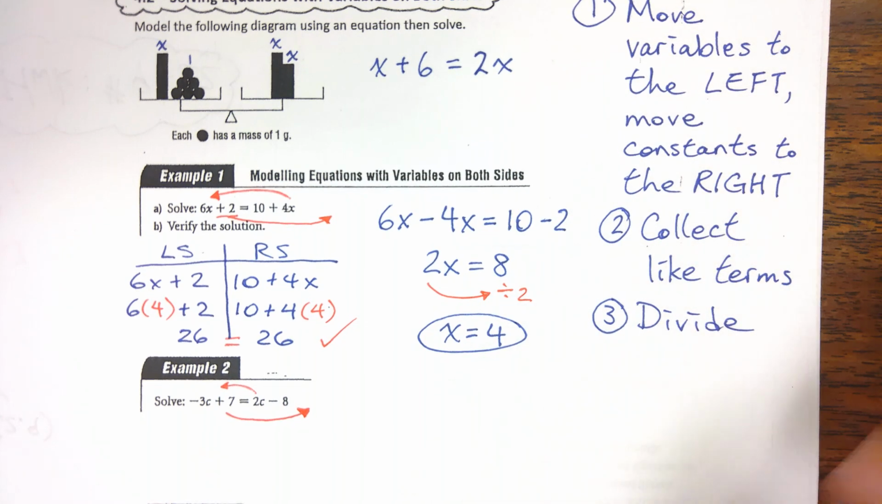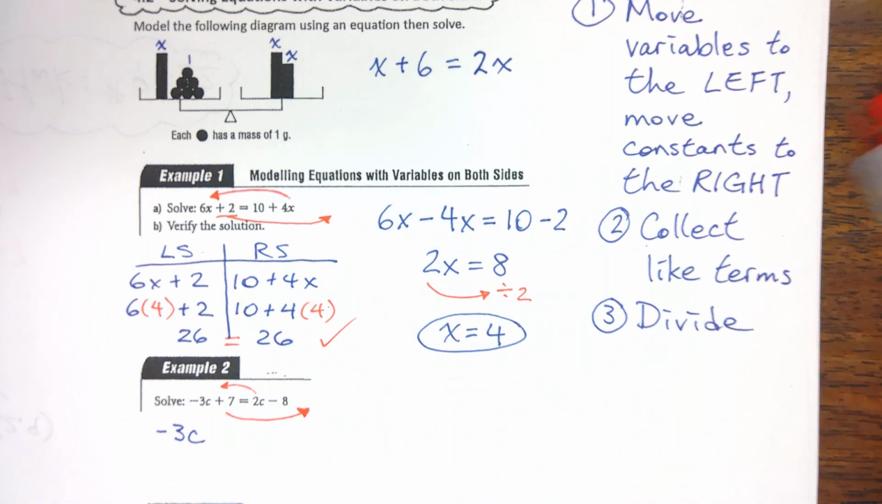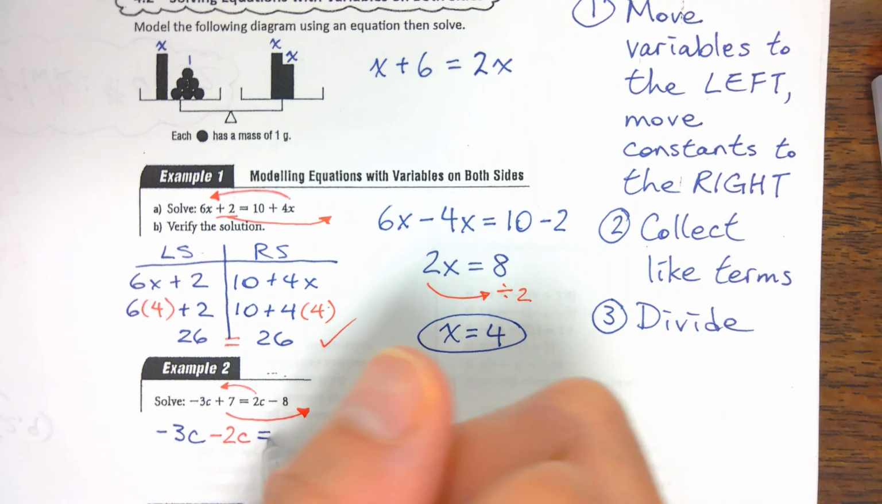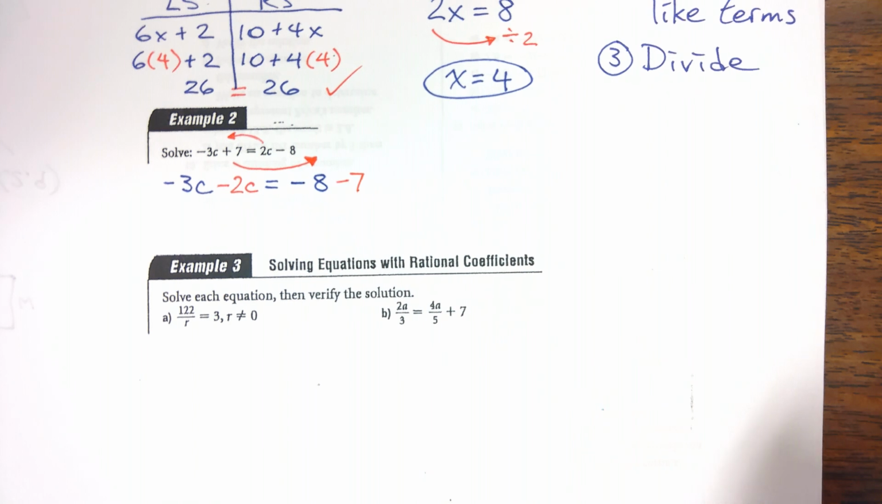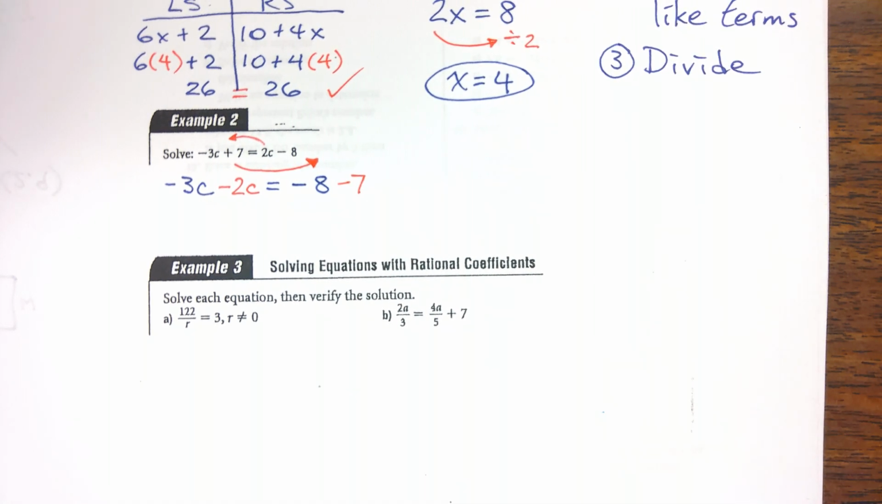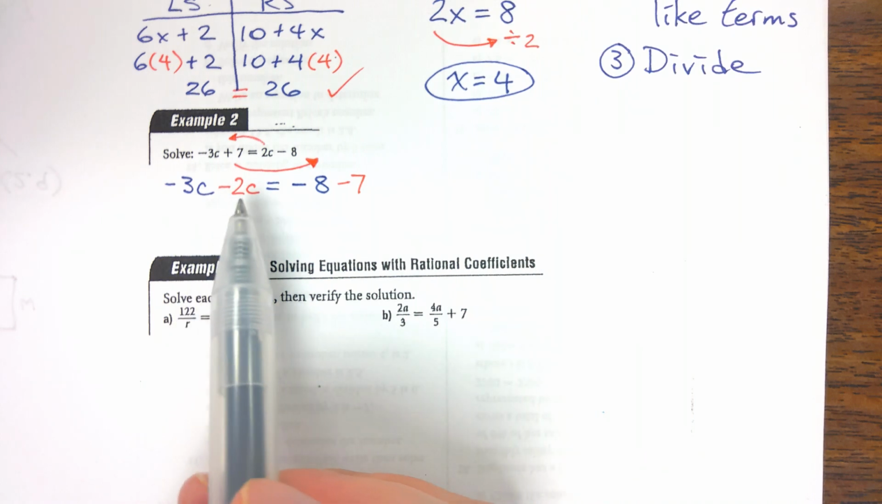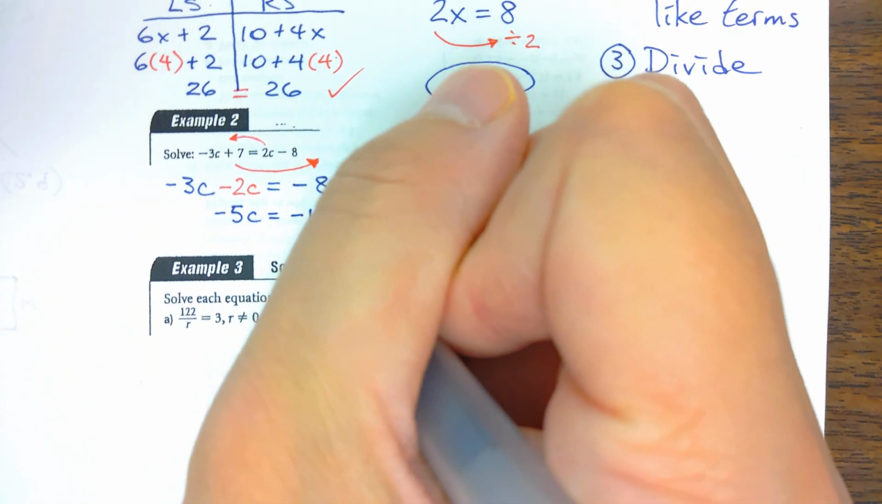But for the sake of the lesson, we'll move the letter to the left and move the number to the right. So we get negative 3c. When you move that 2c over, it becomes minus 2c. And then when you move that 7 over, it becomes minus 7. All right. What is negative 3c minus 2c? Max. Negative 5c. Good job. Alright, and then this, you get -15.